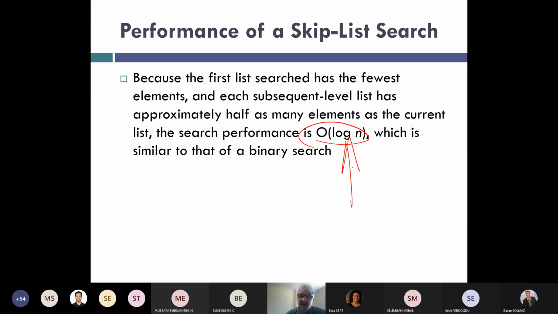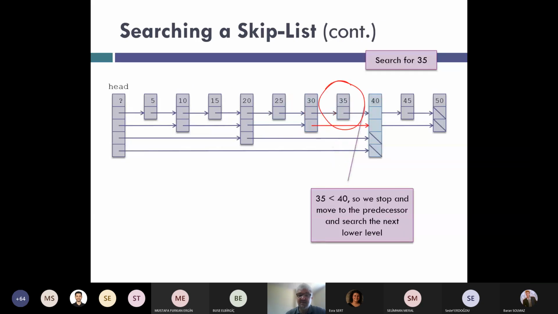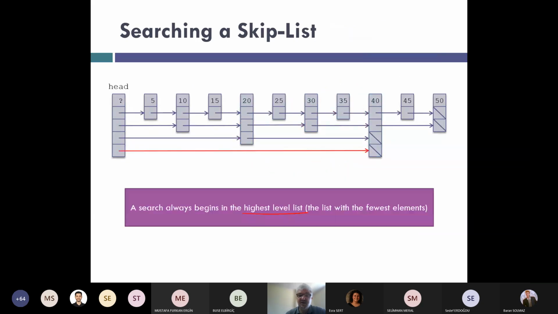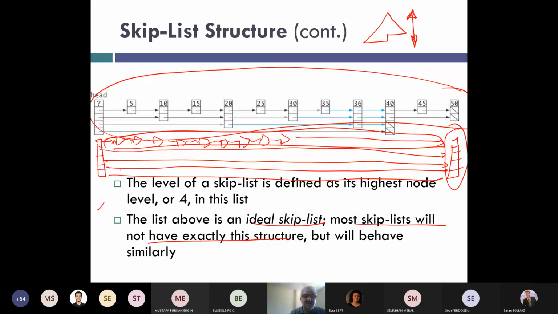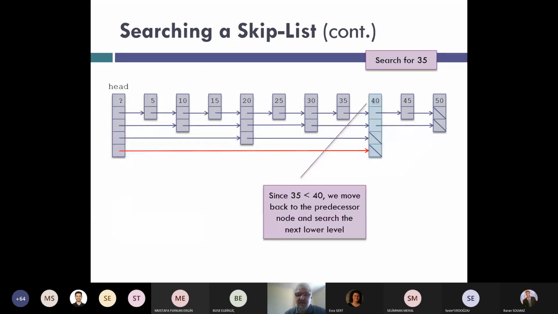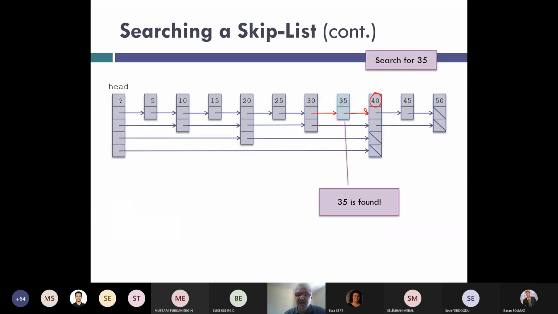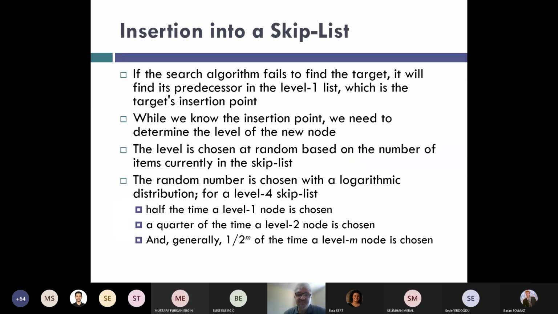Again, this logarithmic time is approximate logarithmic time, not worst case logarithmic time. As I said, the worst case would be similar to this one, and in this case you can search in the first level only, and it takes linear time anyway. So worst case is linear time, but the average case is logarithmic time.